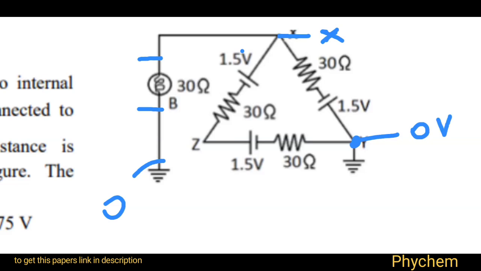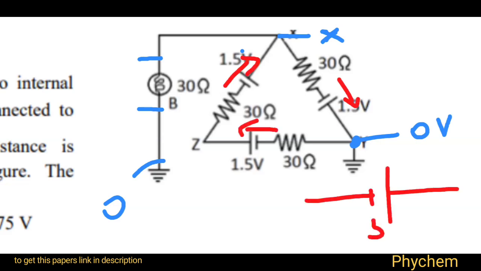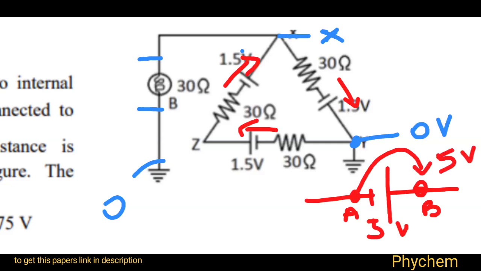Now when you're observing the voltage, you have to go in the direction of the cells. So the cells are connected like this. What do you mean by a cell of 5 volts? Say this is point A and this is point B. The 5 volts means that with respect to point A, the voltage at B is higher by 5 volts. That's what the electromotive force means.